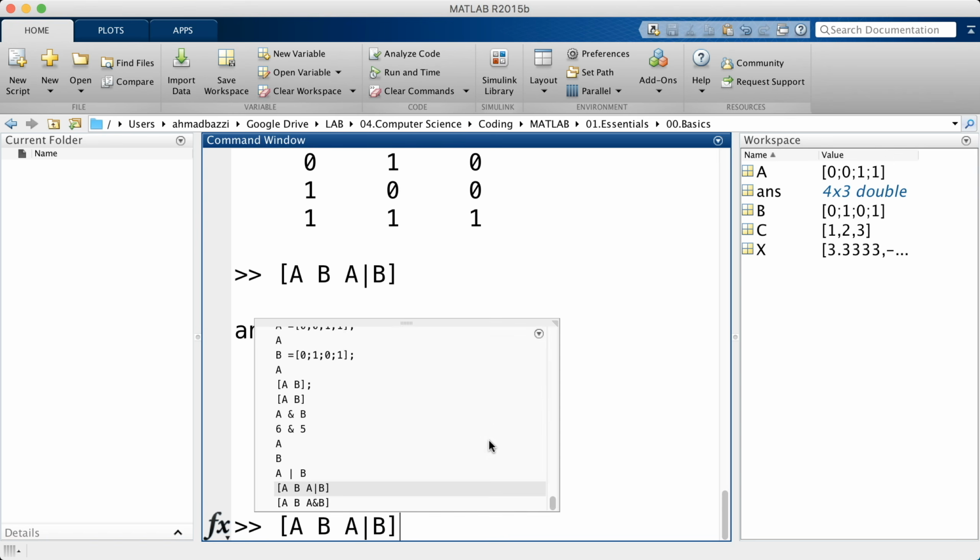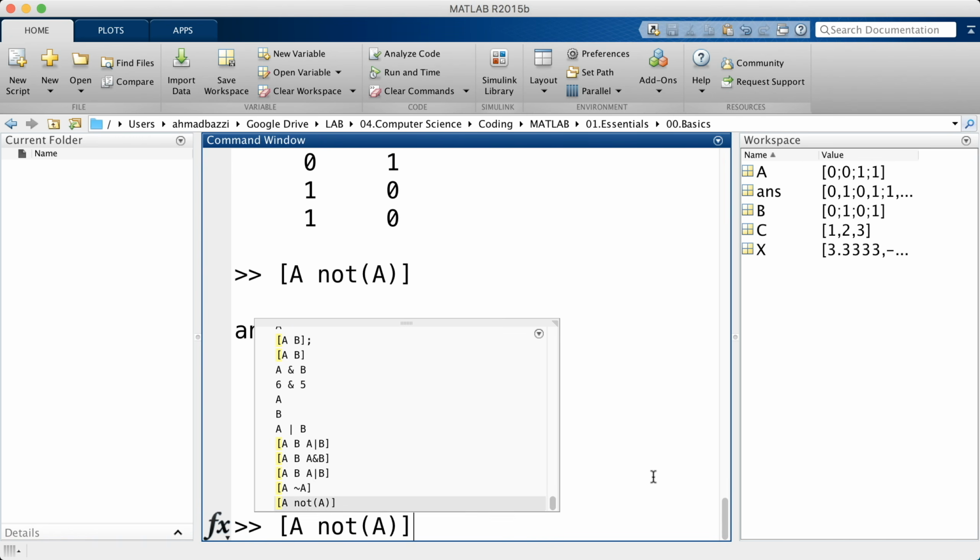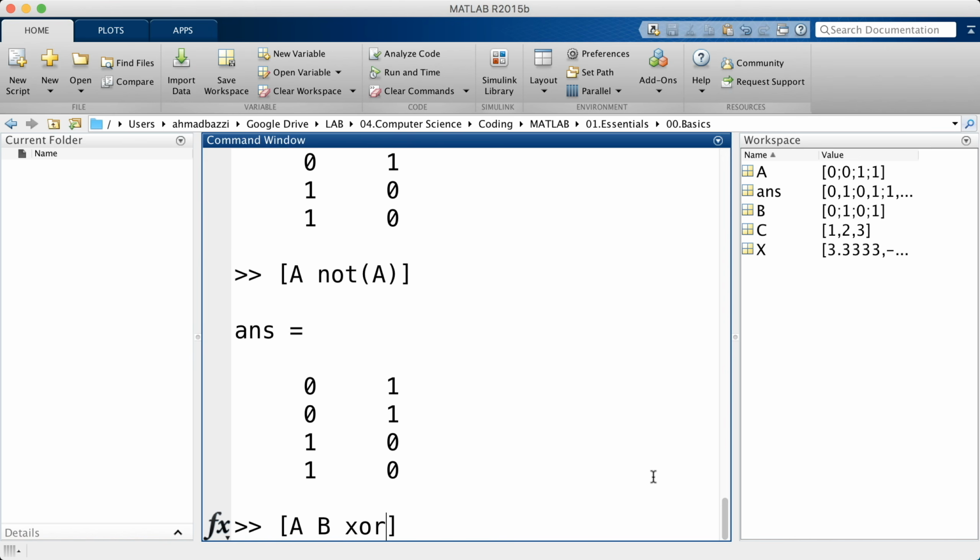You've also got the NOT. So if I want to look at not A, it only negates what I have. So a false becomes a true and a true becomes a false. Also generated using not A. Now you've also got the XOR, or exclusive OR.